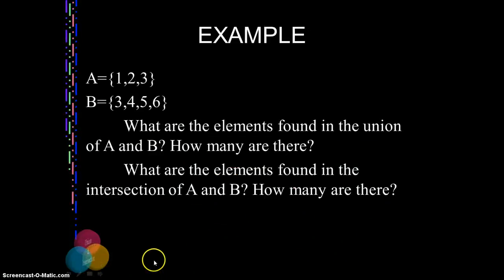So let us have this example. A set A containing 1, 2, and 3, and B containing 3, 4, 5, and 6. What are the elements found in the union of sets A and B? How many elements are there? What are the elements found in the intersection of A and B? And how many are there?